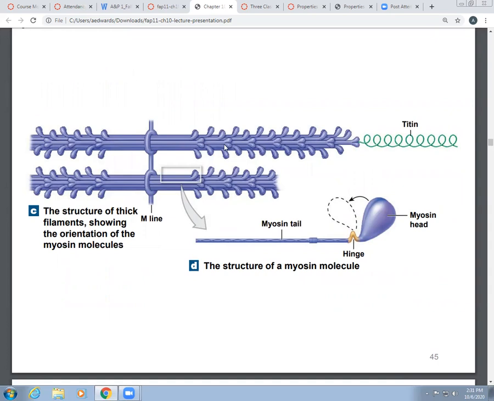So here's your myosin. So this is your myosin tail, this is your myosin head. And the head is attached to essentially what forms a hinge, and so allows that myosin head to cock back and forth and move back and forth. But these myosin molecules will all have a head.